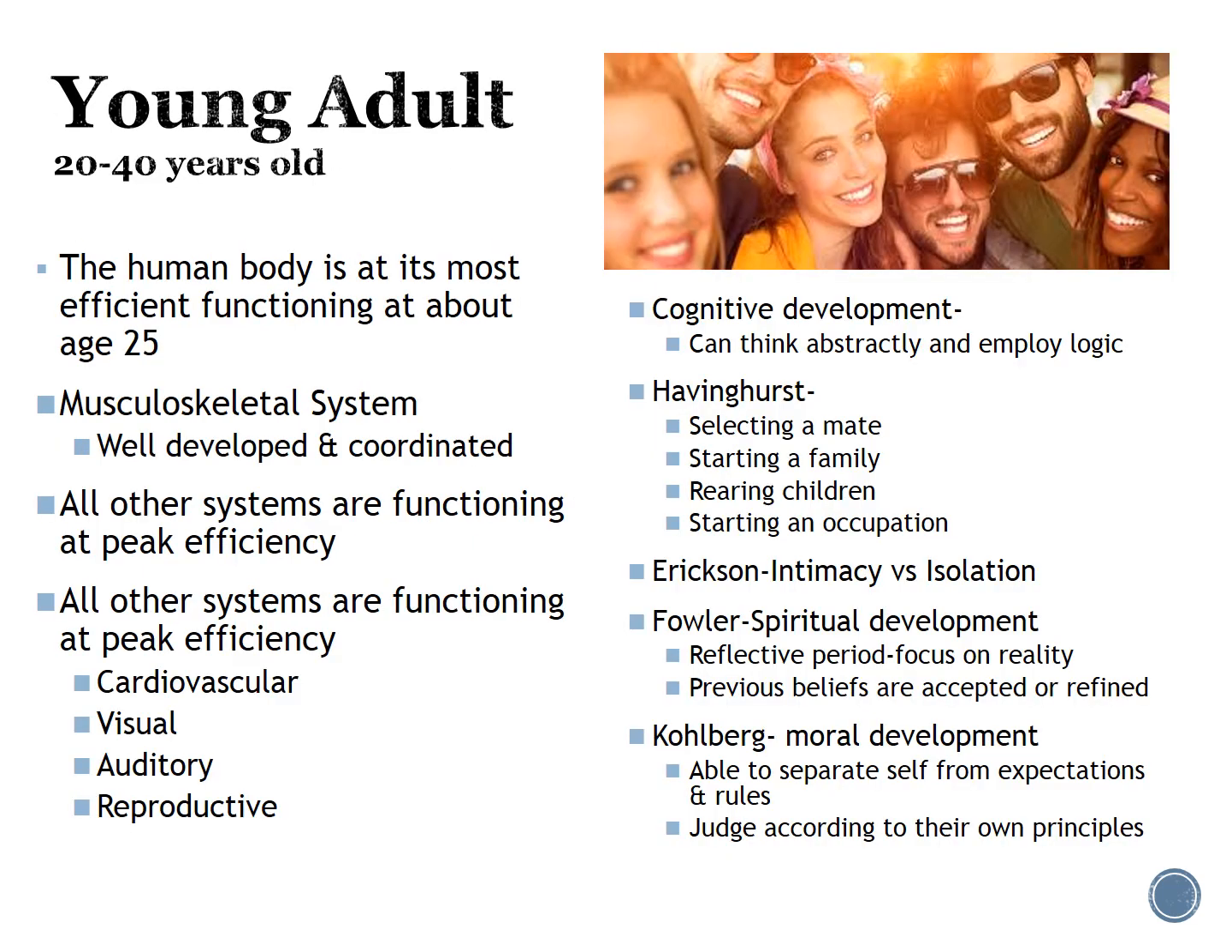Okay, now I'm going to be going over young adult, middle adult, and older adult characteristics. I'm going to include how the systems in their body are functioning, and also review some of the theorists that are currently associated with that age level. According to young adult, age 20 to 40, the body's most efficient around age 25. It's well developed and coordinated, and things are working well. Cognitively, people are able to think abstractly and also employ logic. The theorist for Havighurst says they should be selecting a mate, starting a family, rearing children, and starting an occupation.